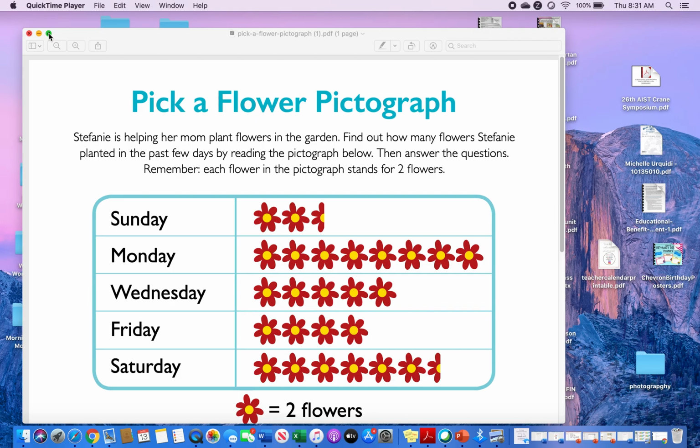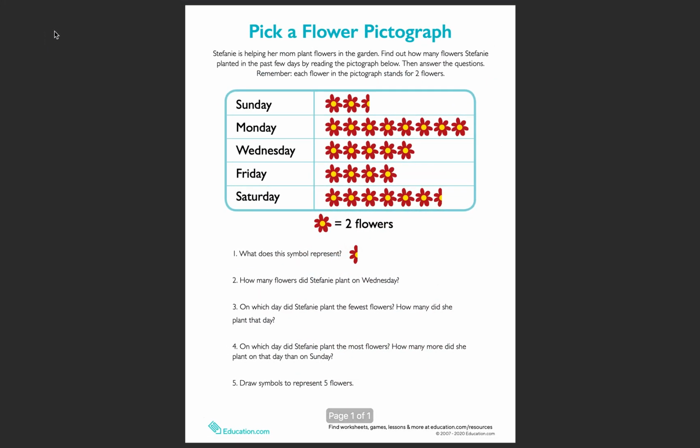Sir Kitty, we're going to practice our math lesson today. We're still on picture graphs, so today's worksheet is pick a flower pictograph. So it must be a graph about flowers.